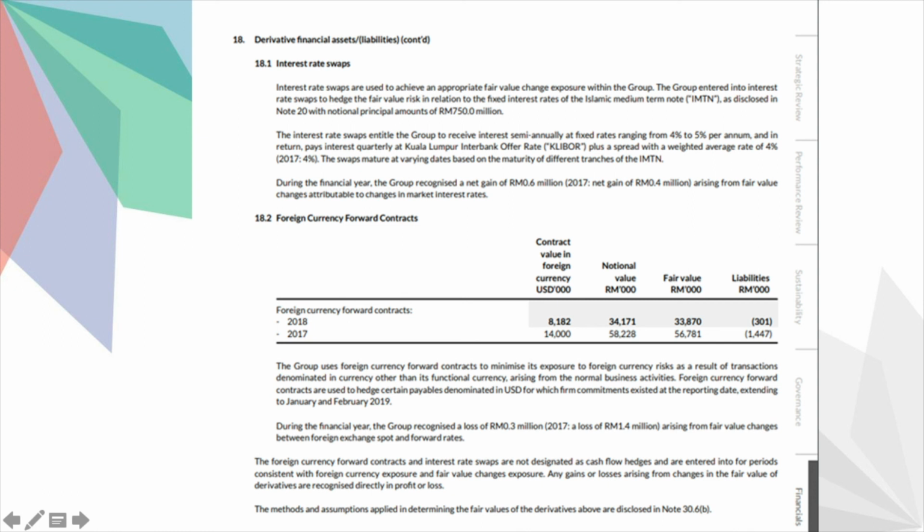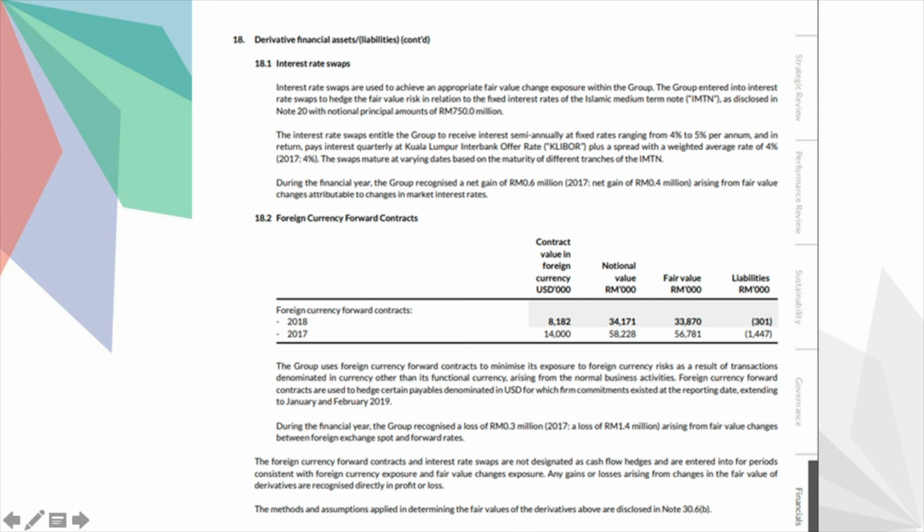Commitment existed at the reporting date, extending to January and February 2009. During the financial year, the group recognized a loss of 0.3 million ringgit Malaysia, and in 2017 a loss of about 1.4 million ringgit Malaysia, arising from fair value changes between foreign exchange spot and forward contract. The foreign currency forward contract and interest rates are not designated as cash flow.